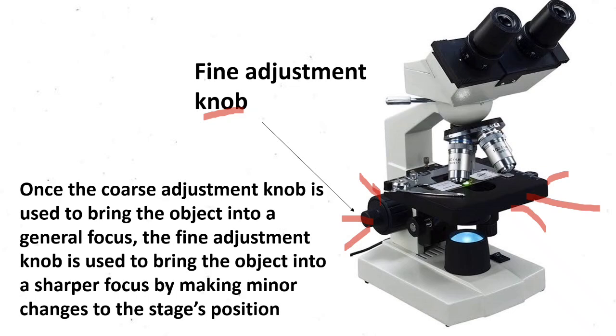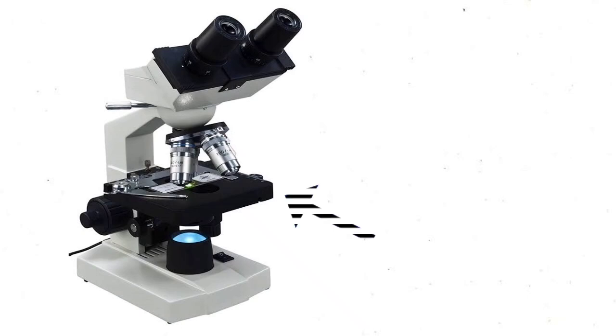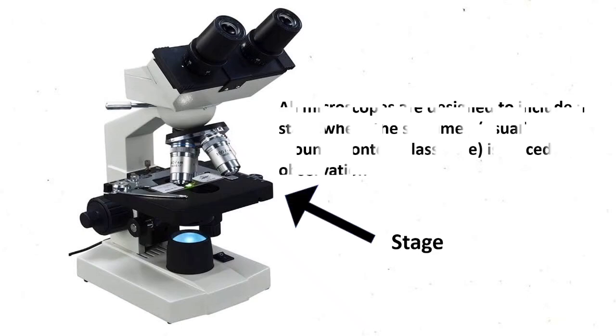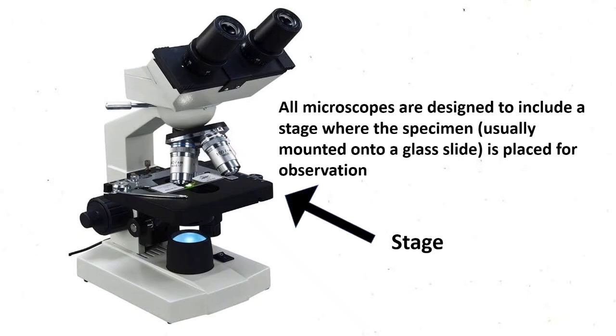Now let us look at the next part. The next part is the stage. Of course, all microscopes are designed to include a stage. That is where the specimen goes. Now the specimen is usually mounted on a glass slide. If you look at this image very well, you can see a flat glass. That is where the specimen will be placed. Now this is a glass slide here, this one here.